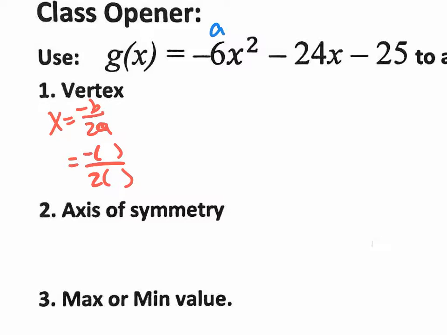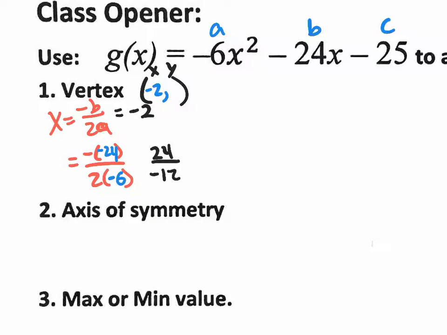Your a value is -6, your b value is -24, your c value we don't really care about on this formula. So it's really a -24 divided by 2 times -6. So up on top, we end up with 24, and on the bottom we end up with -12, which means that our vertex x value really is -2. So again, the vertex is a coordinate xy, and the x value of the vertex is -2. We still need the y value.